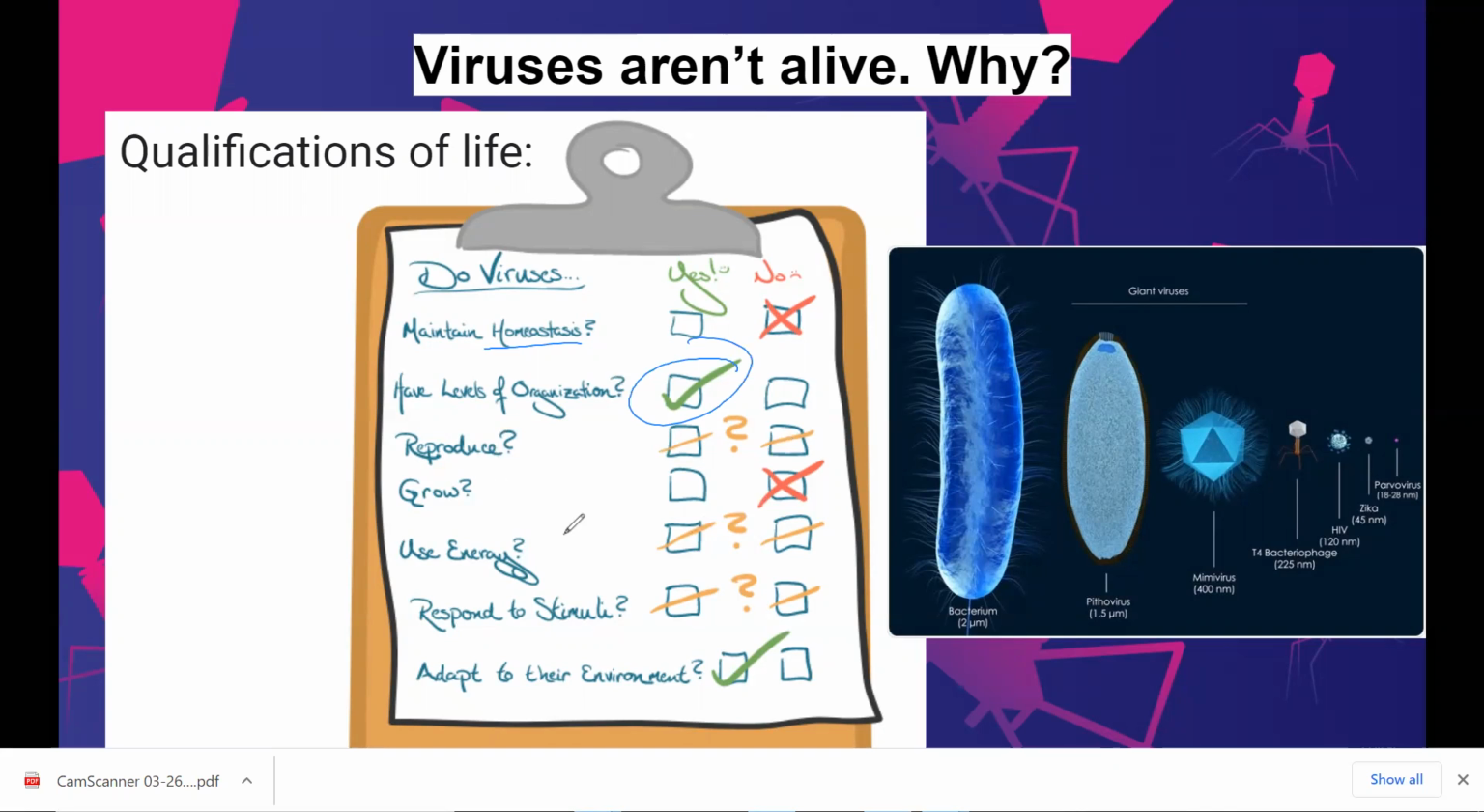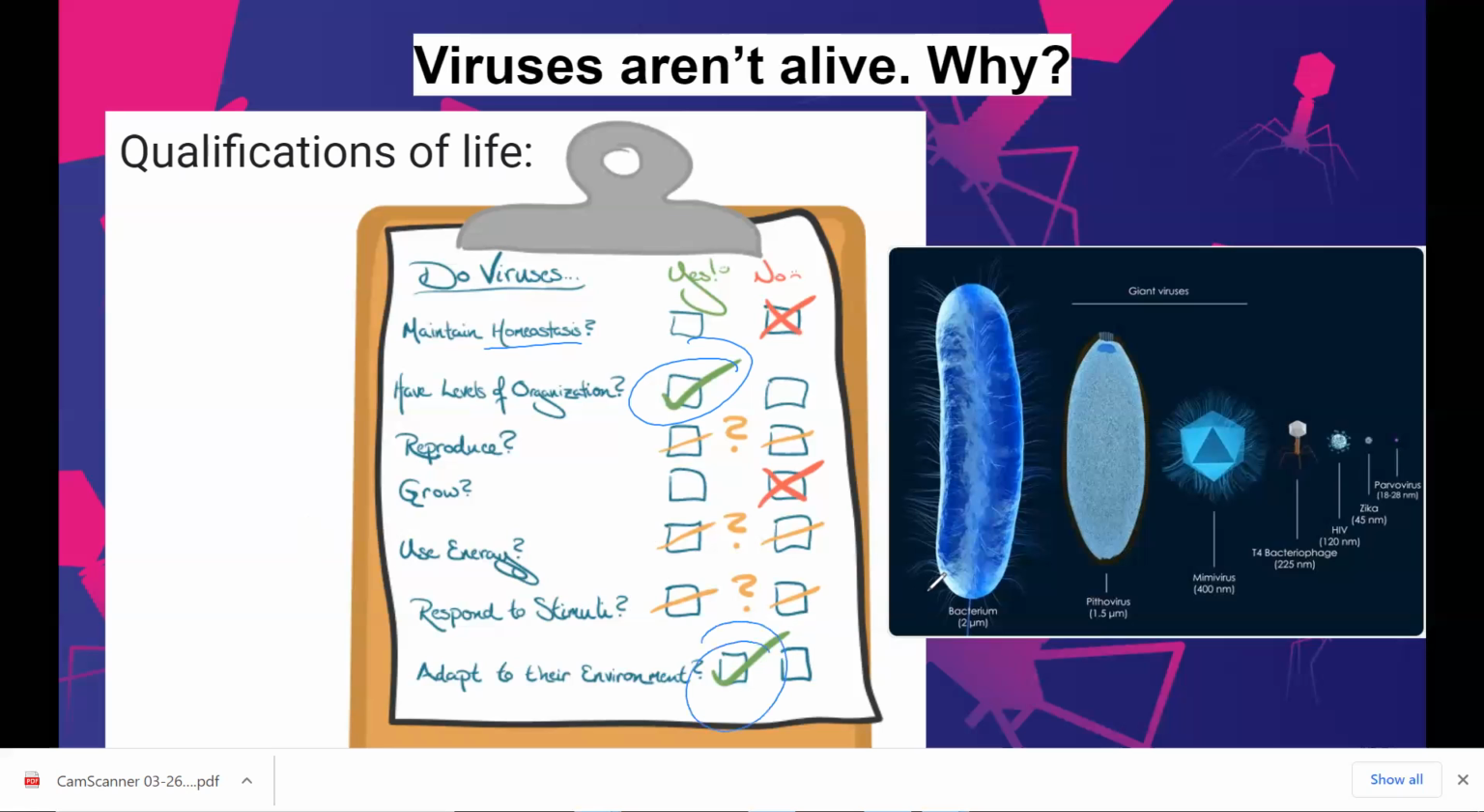Again, they kind of just exist in suspended animation until their replication is triggered. So no, not so much. Do they respond to stimuli? Kind of. The stimulus that they respond to is basically contact with a host cell, but other than that, not really.